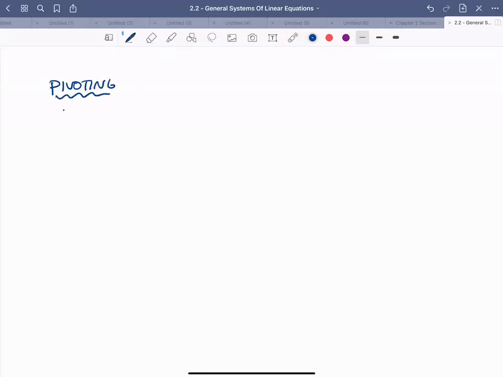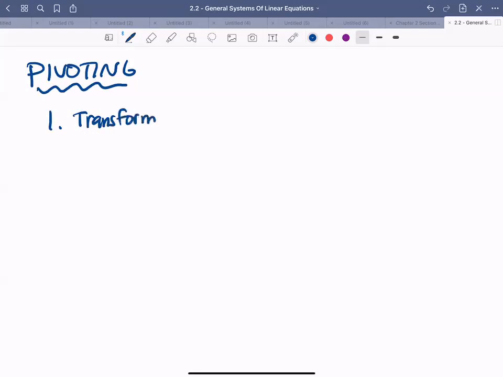And what you're really doing for pivoting is you're making the entry into a 1. Making the entry, or creating, or transforming. I probably should use the word transforming. So you're going to transform the entry into a 1.